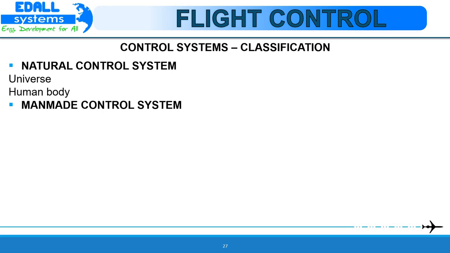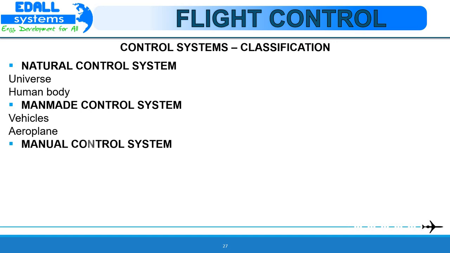Then we have man-made control systems like vehicles and aeroplanes. The various systems we are using in our day-to-day life are designed and manufactured by human beings. Such systems like vehicles, switches, and various controllers, etc. are called man-made control systems.